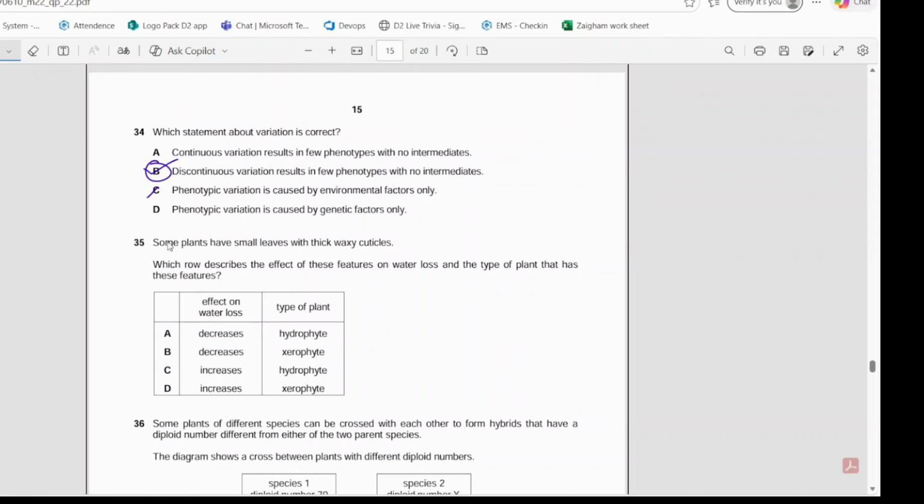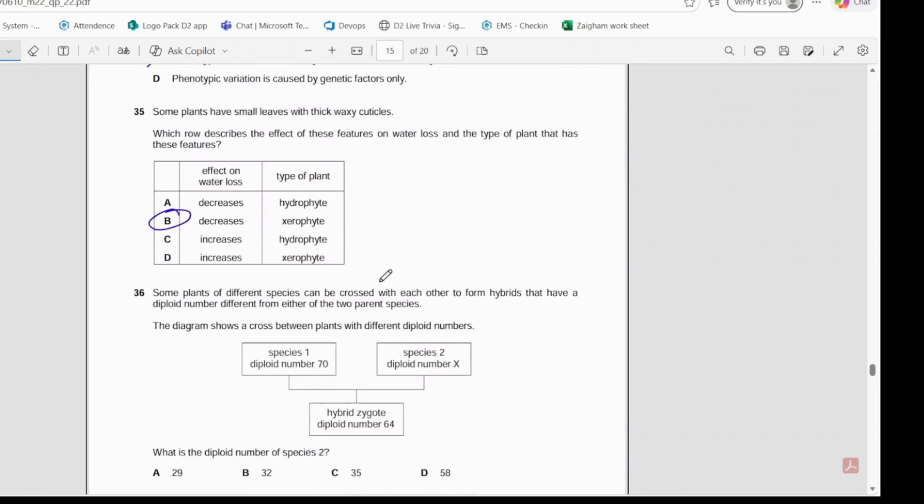Some plants have small leaves with thick waxy cuticle. Which row describes the effect of these features on water loss and the type of plant that has these features? So it's a thick waxy cuticle. There would be less water loss, and it would be xerophyte.